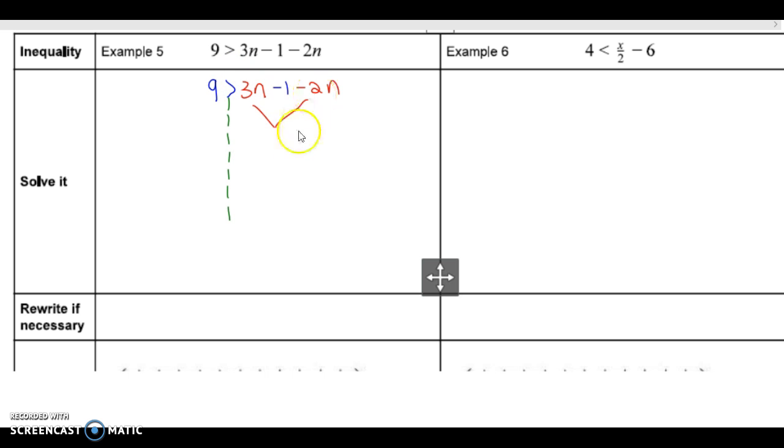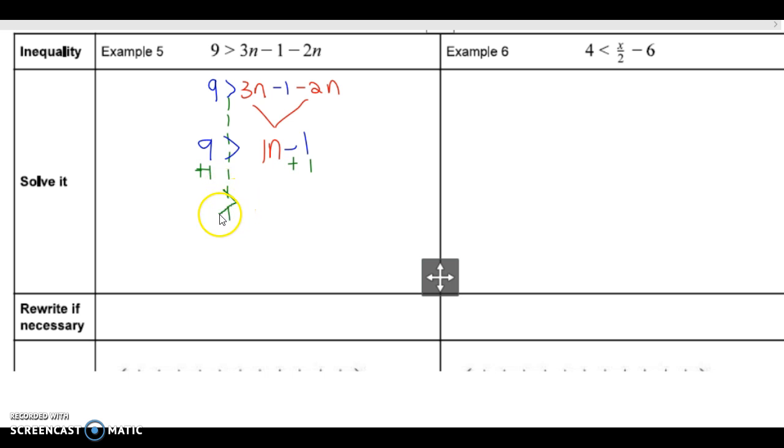3n minus 2n is 1n. Okay, and then we're going to bring down the negative 1. The inequality symbol facing this way. So 9 is greater than 1n minus 1. Let's solve this inequality by adding 1 to both sides. So I've added 1 to both sides.